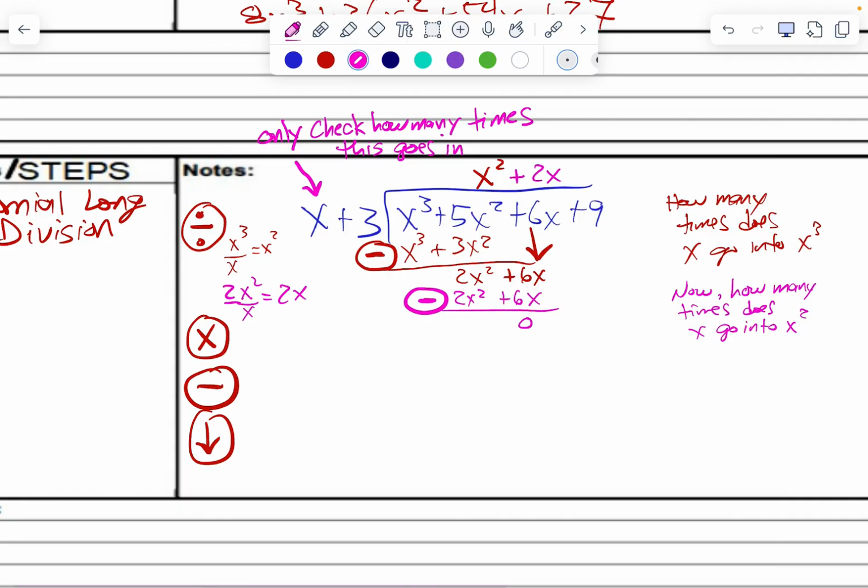Okay? And you can think about bringing down the 9. And it would just be plus 9. Does x go into 9? No. So that's the end of this one. That's the end. But do you guys remember? I'm going to write it and see if you remember this.